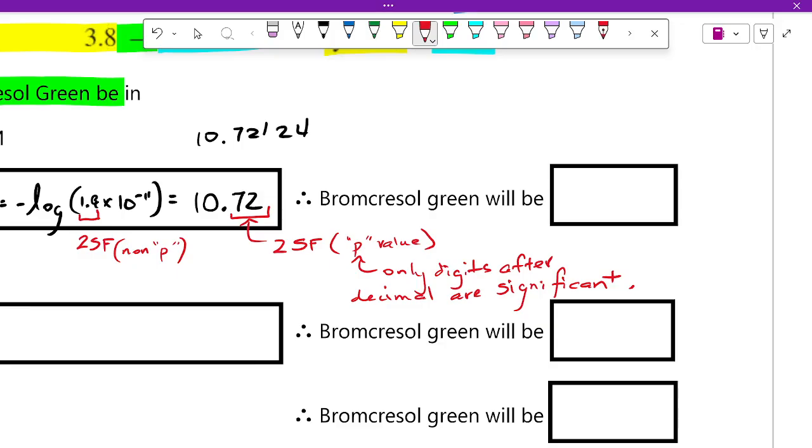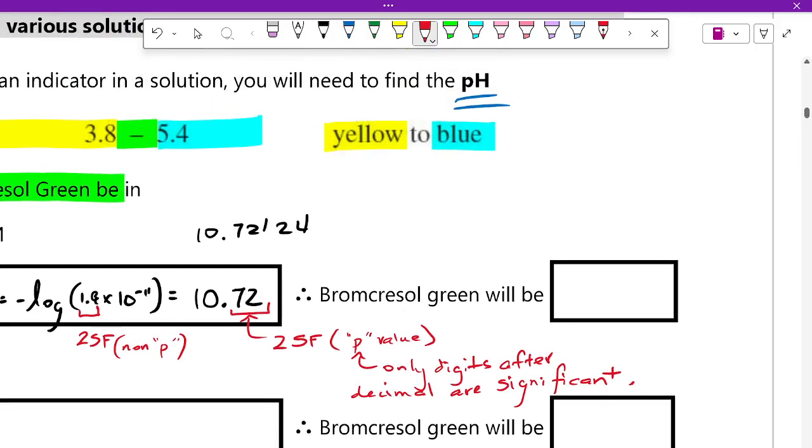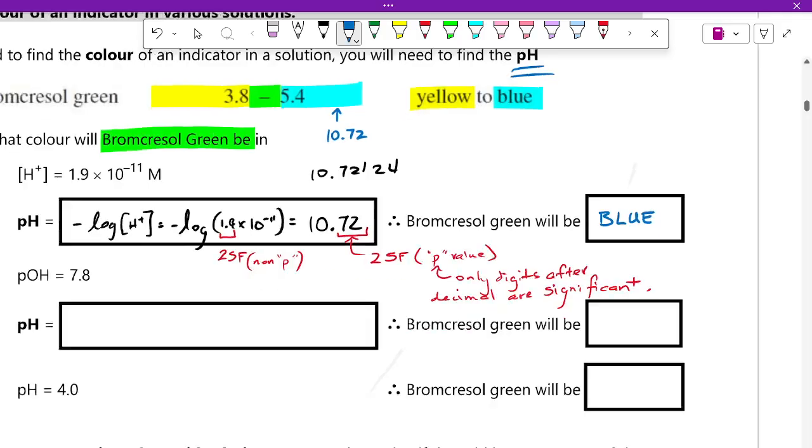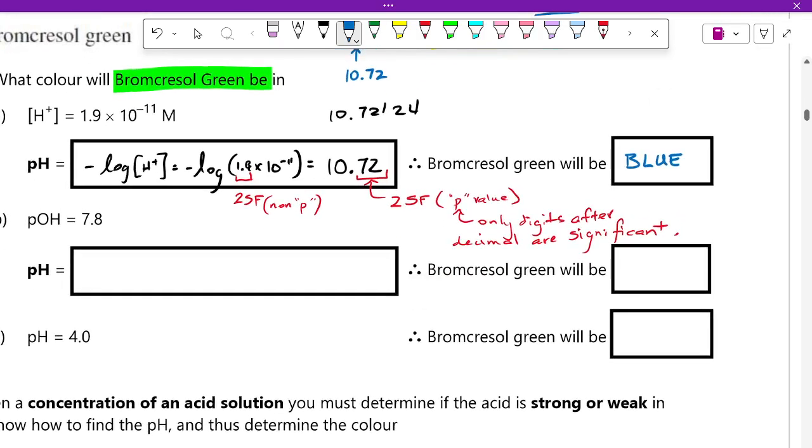And that's not the end of the question, because it said, what color will bromcresol green be in pH 10.72? And what would it be? 10.72 is blue. Do you guys think you could do B and C? Okay, try B and C.